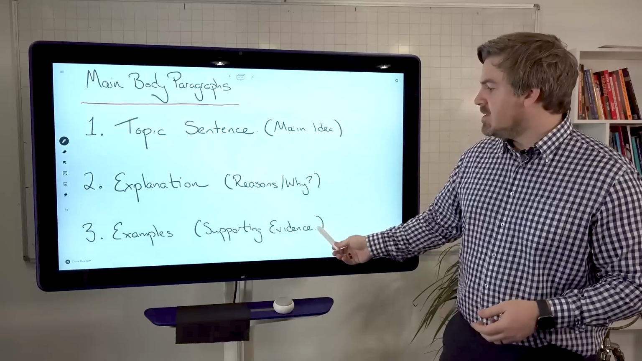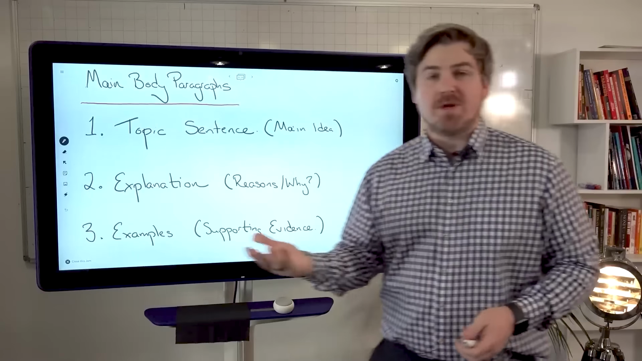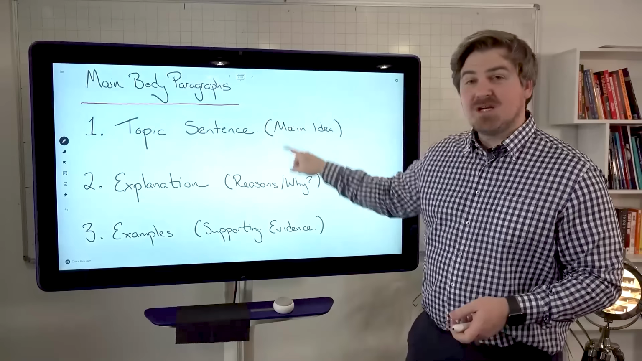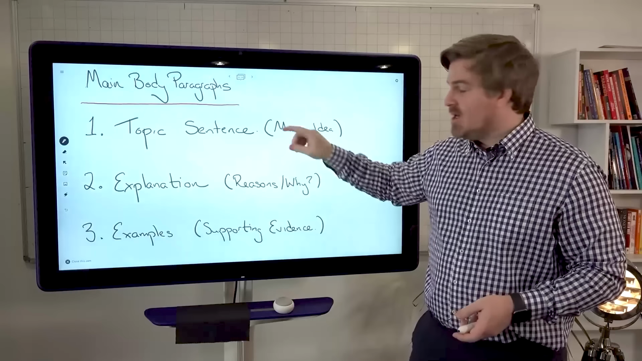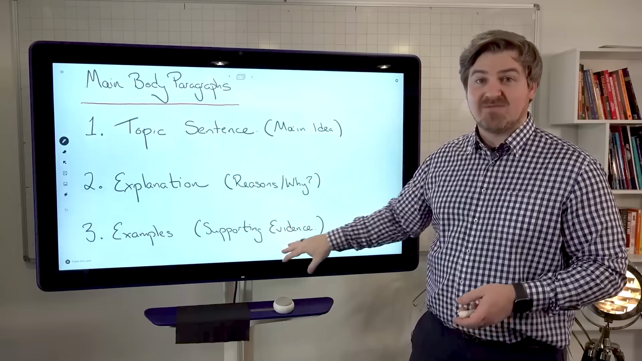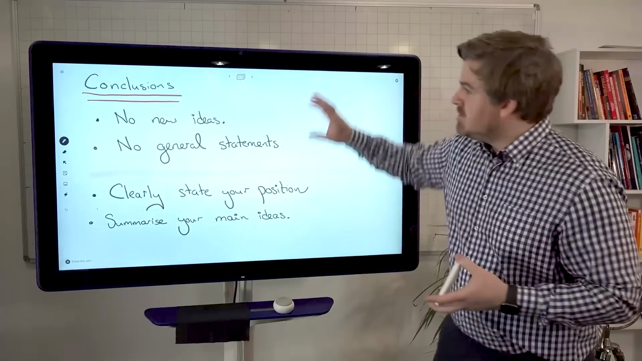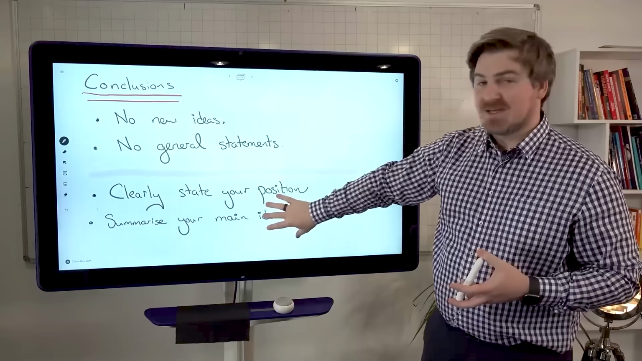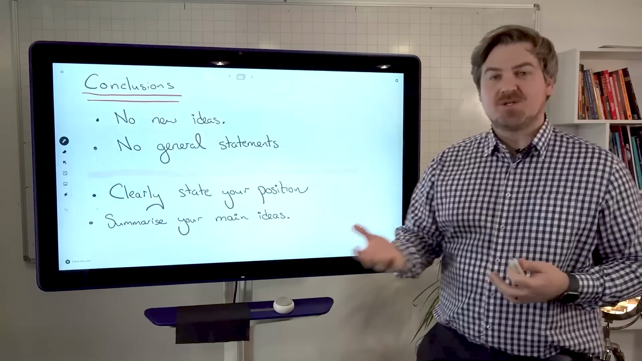And then the example is going to be your supporting evidence. So you can give your opinion. This is what you think. You're going to strengthen your argument by giving evidence. And then conclusions, things that you don't want and things that you do want. You want to finish your essay strong.